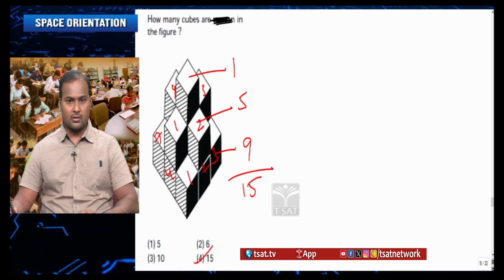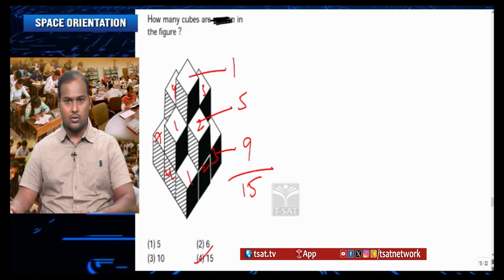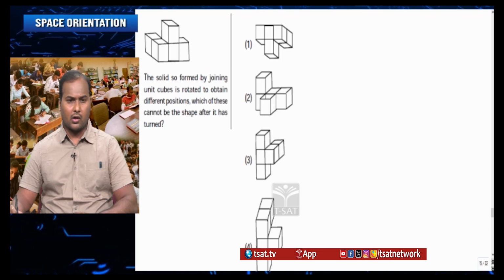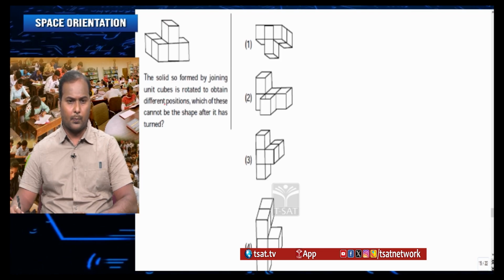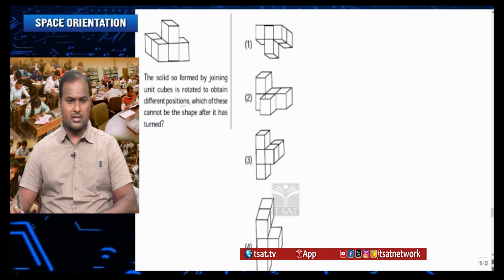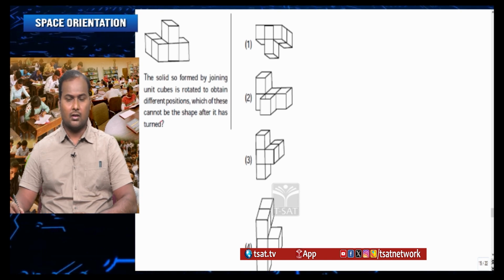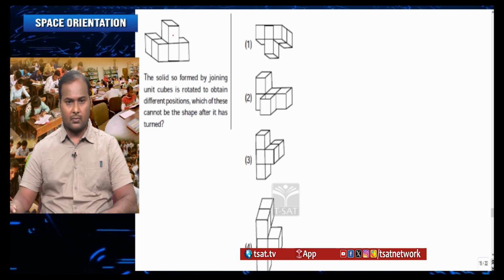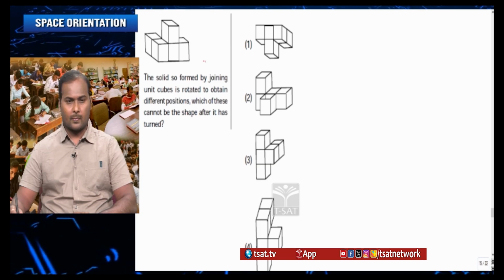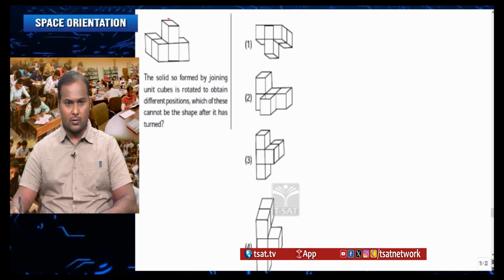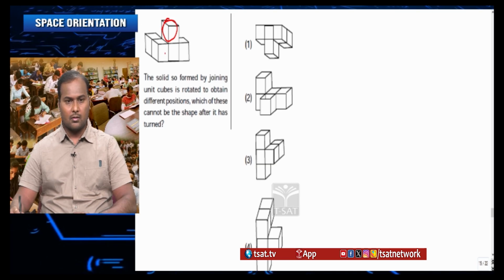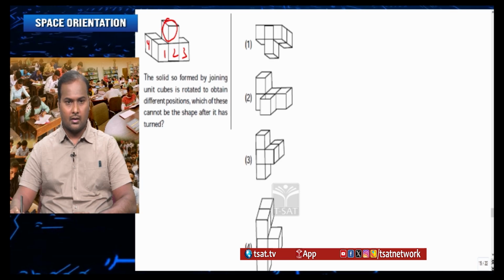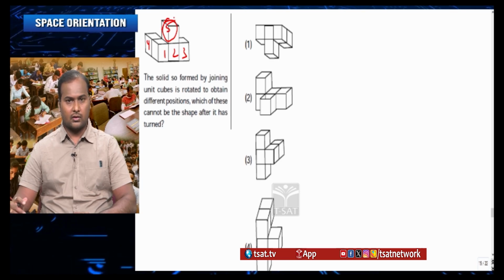So in this case both visible and not visible you need to take into count. See this question. It says the solid so formed by joining the unit cubes is rotated to obtain different positions. Which of these cannot be the shape after it has turned? So clearly see the image. If I turn it into another shape, which one is possible and which one is not possible? So in this case you try to remember this upward position. That is a clue for us, because here 1, 2, 3 and then followed by 4. So 4 on one line, the fifth one is on the top. So based on this we will check it.